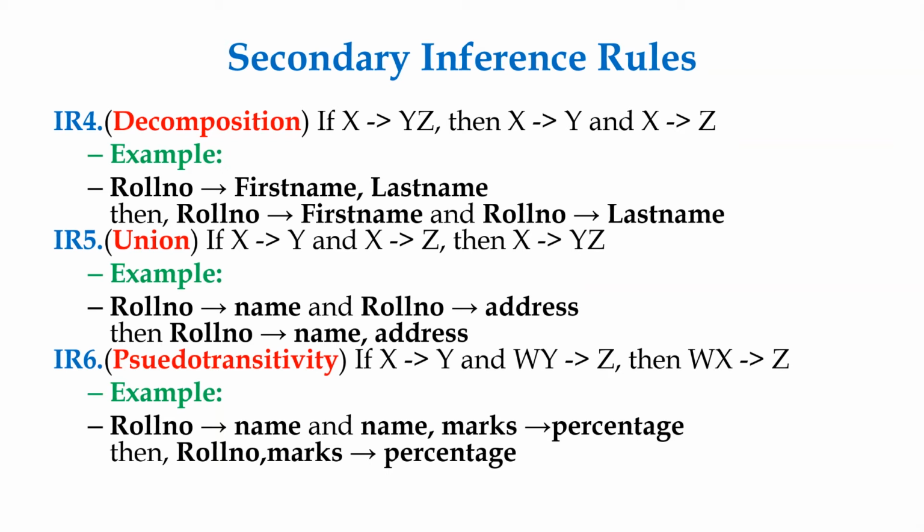Union. If X determines Y and X determines Z, then X determines YZ holds. That is, roll number determines name and roll number determines address, which means roll number determines name and address. The last rule is the pseudo transitivity rule. That is, if X determines Y and WY determines Z, then WX determines Z. So these are all the Armstrong's axioms related to functional dependencies.